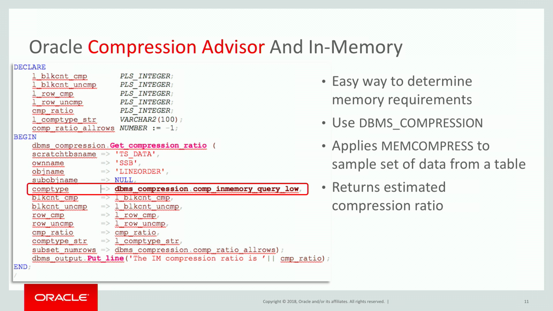Okay. The compression advisor. Typically folks will ask, now that I've got a tool to help me figure out what objects to populate, how much memory do I need? And you can use the compression advisor to tell you that. I circled that's the default compression level in Database In-Memory, which is MEMCOMPRESS FOR QUERY LOW. The compression advisor supports all of the compression levels that Database In-Memory supports. So you can actually run it against your objects and get a pretty accurate picture of how much memory you need to have available in the column store to be able to populate those objects.